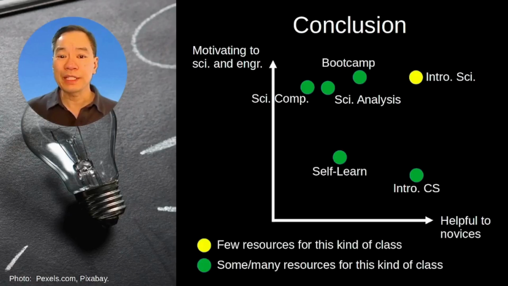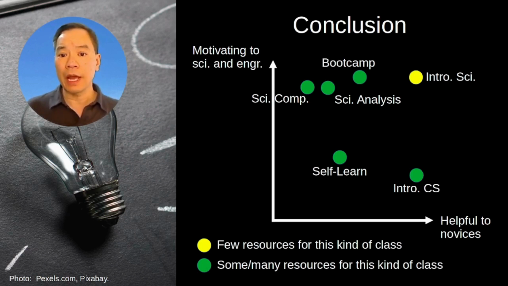If we were to create a schematic where we plot on the x-axis the degree to which a class structure is helpful to novices, and on the y-axis the degree to which a class structure is motivating to scientists and engineers, and we plotted the different kinds of class structures we've just looked at on this schematic, we might have a graph that looks something like this. At the top we have the course and class structures that very intentionally try to connect with scientists and engineers. On the bottom are the class structures that don't do as well.